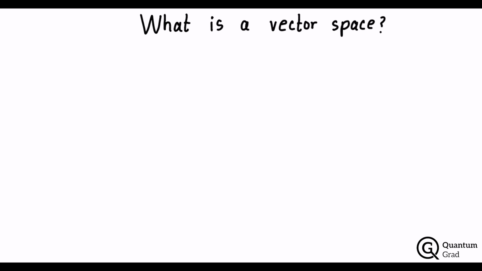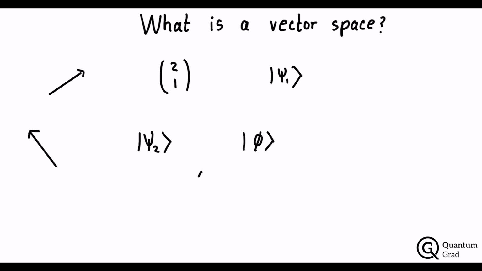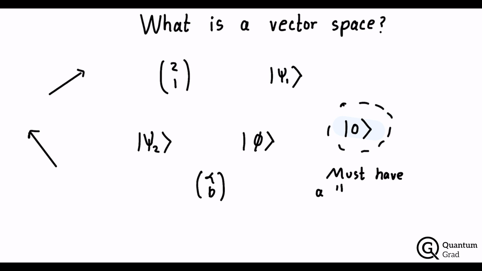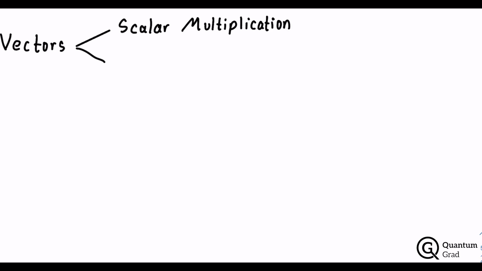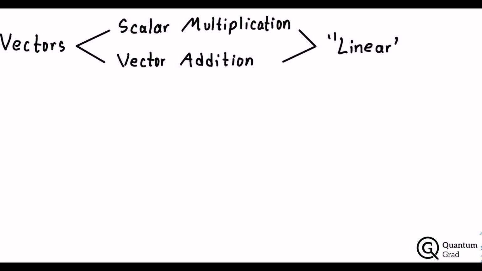Alright, what is a vector space then? Well, it is exactly what you're guessing it is. It's a bunch of vectors lying around in space, or a collection of vectors. Notice that every vector space must have a zero vector. We'll discuss more about this later in this video. We've talked about earlier that vectors have two main properties, scalar multiplication and vector addition. Both of these are also known as linear properties, and together they form a linear vector space.